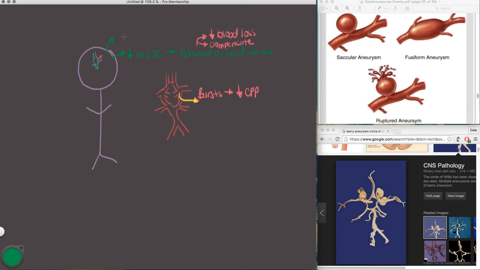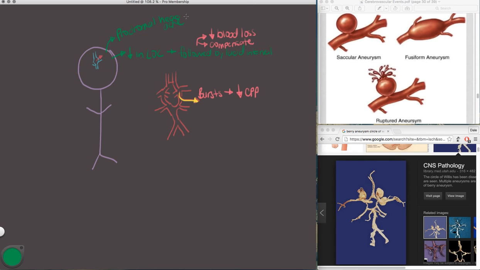So prodromal symptoms in these patients usually occur in the form of headache. So we can see an LOC followed by a lucid interval. We can see prodromal symptoms in terms of headache.